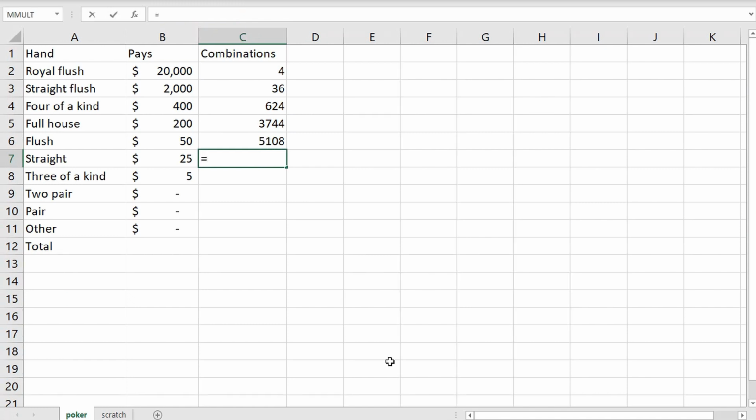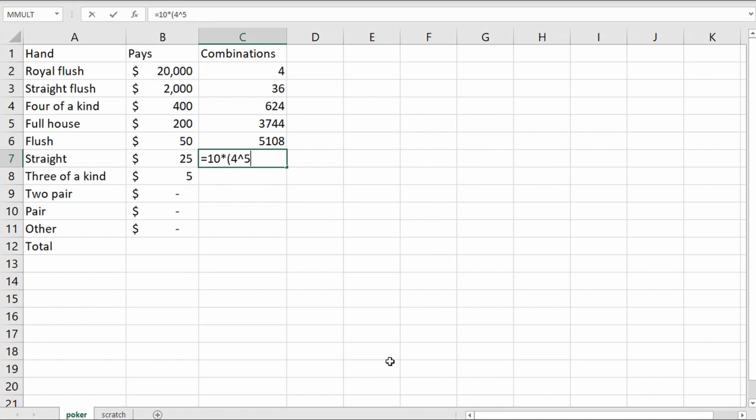Let's do the straight next. So a straight can have any one of 10 possible spans going from ace through five up to 10 to an ace. So we'll put a 10 for the 10 different spans. And every card in that straight can be one of four possible suits. So for the suits, we're going to take 4 to the 5th power. 4 times 4 times 4 times 4 times 4, because each rank can be one of four different things.